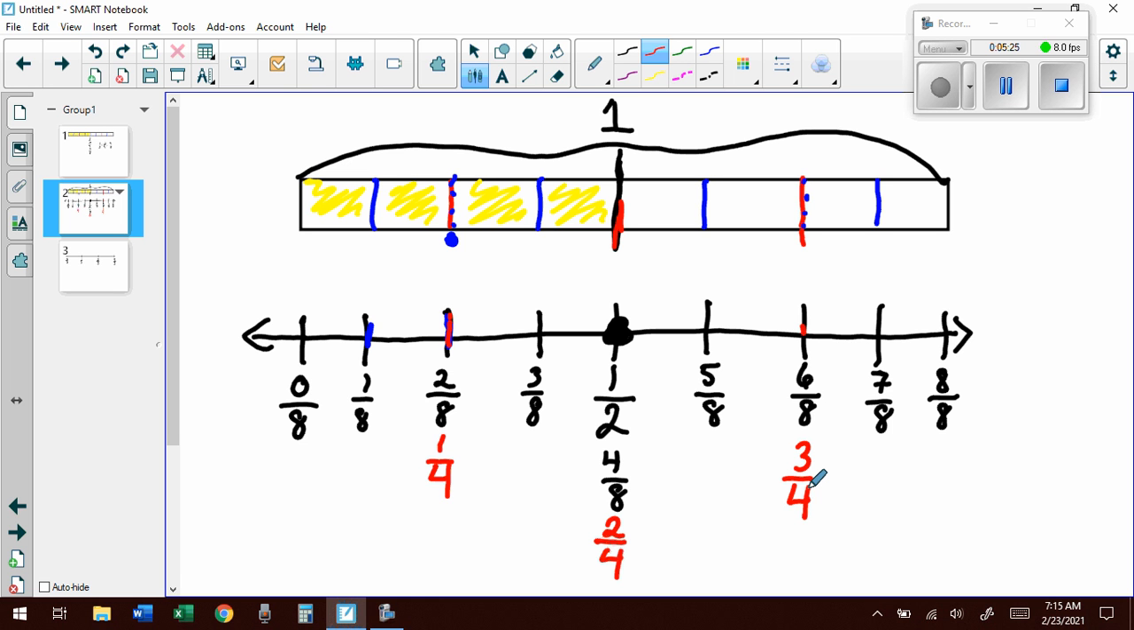And when it comes to one whole piece, when we first started, we had 2 out of the 2 pieces. And when we partitioned into fourths, we had 4 out of the 4 pieces. So 8/8, 2 halves, and 4/4 are all equivalent as well.